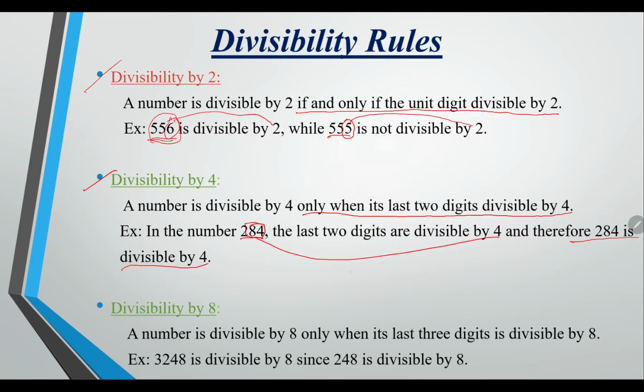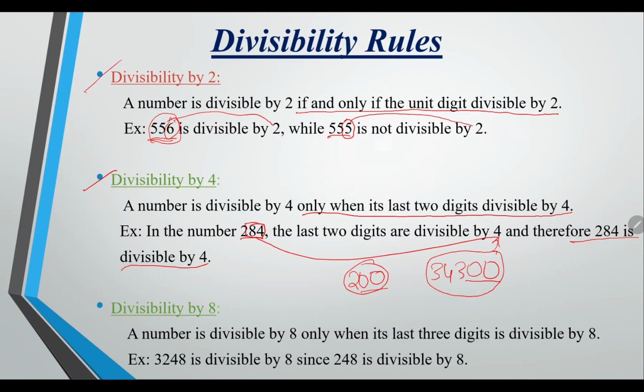For example, let's take 200. It has its last two digits as zeros. So therefore 4 can divide 200. Let's take another number, that is 34300. In this number, its last two digits are zeros, so therefore the whole number is divisible by 4.